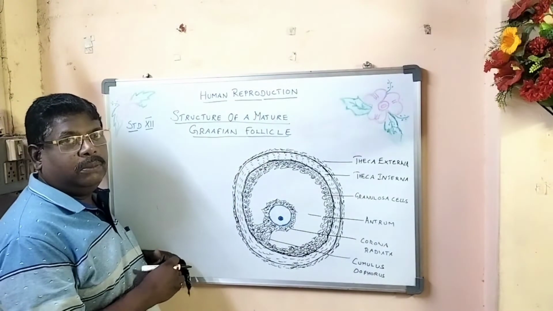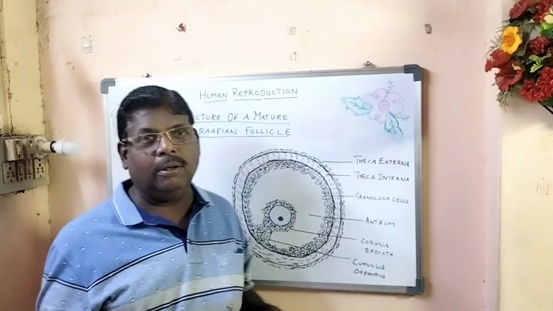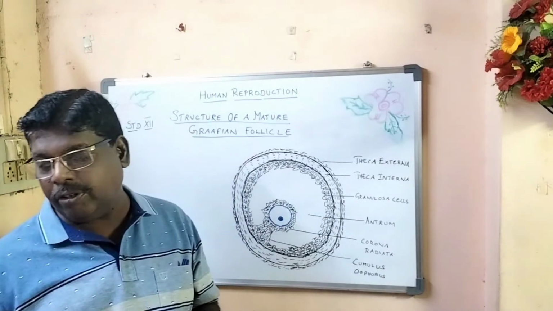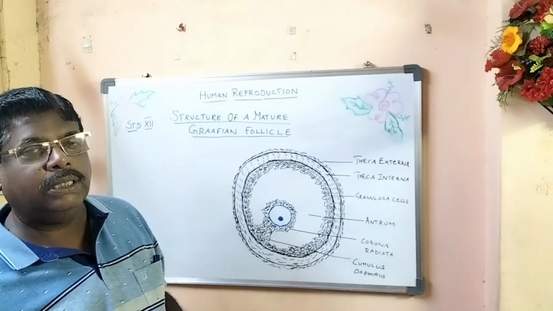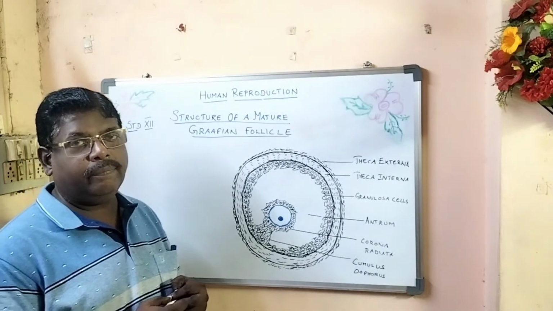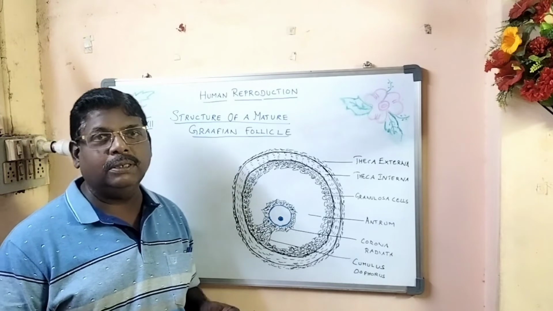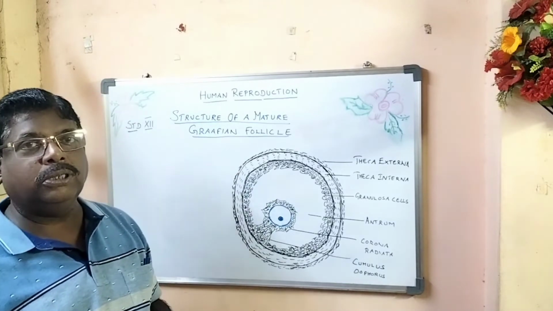So all these things you have to remember, dear children. What is a follicle? Why the name Graafian follicle? What is corpus luteum, corpus albicans, zona pellucida, and what is this antrum? Everything you have to remember, so that you can answer 1-mark and 2-mark questions easily.